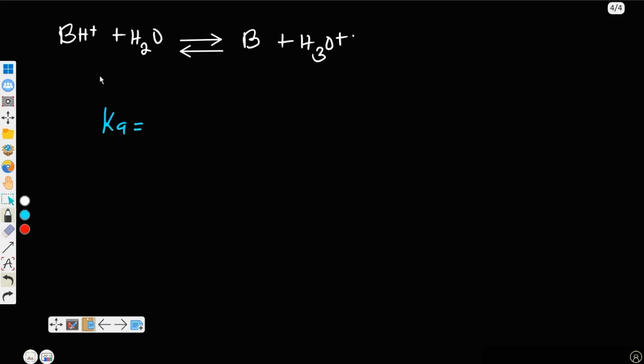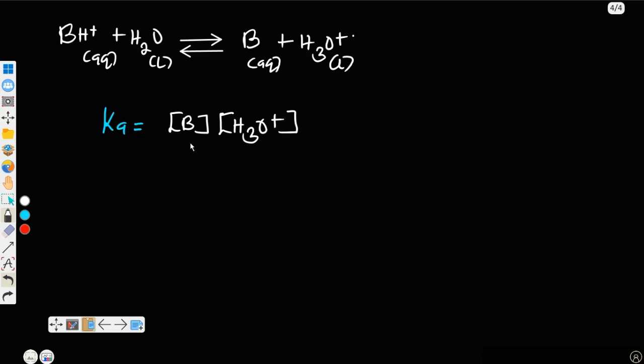We need to look for the equilibrium constant expression using the law of mass action, which states that Ka will be equal to only aqueous solutions and gases can show here, right? Water is liquid, it cannot show. This is aqueous also. So at the end of the day, what you are going to have will be B, because the product side will always come first, then H3O+, divided by BH+. Recall that this H2O will not show.